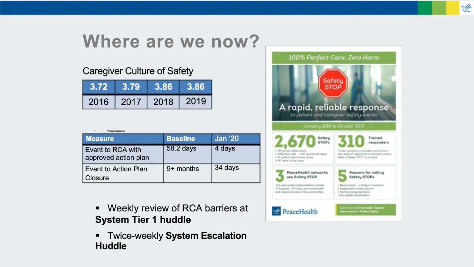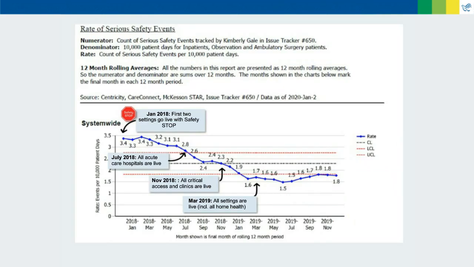As I mentioned, we have a system escalation huddle, which occurs twice weekly. This number is now well over 3,000. Again, a lot of the safety stops are for close call events. Only about 5% of the time are we doing a root cause analysis on these. We have trained 310 safety stop responders across our system to respond to safety stops. We've had a significant reduction in our serious safety event rate. Again, we started the implementation in January 2018 and finished in March 2019.